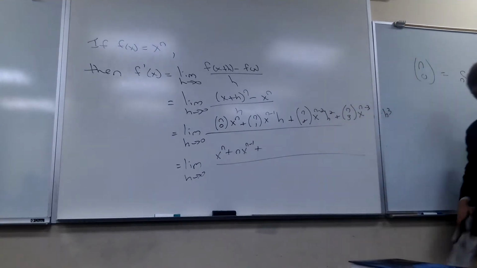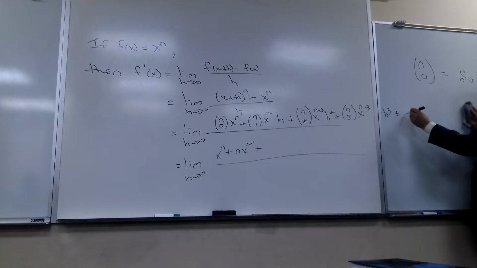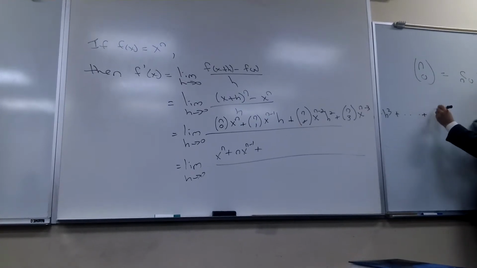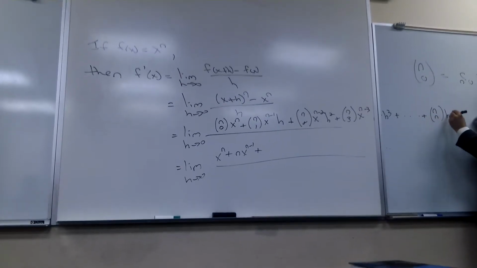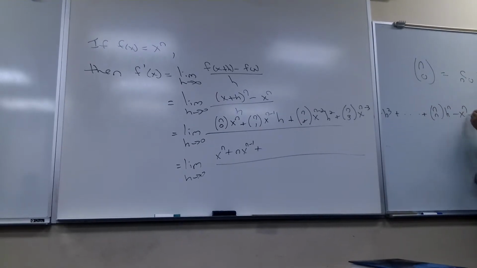Oh, you guys didn't miss some terms? I never finished, did I? Oh, there's a huge plus, dot, dot, dot, down to an n chosen n at a time times h to the n power. And I've even forgotten my very last term, which is a minus x to the n, all over h.